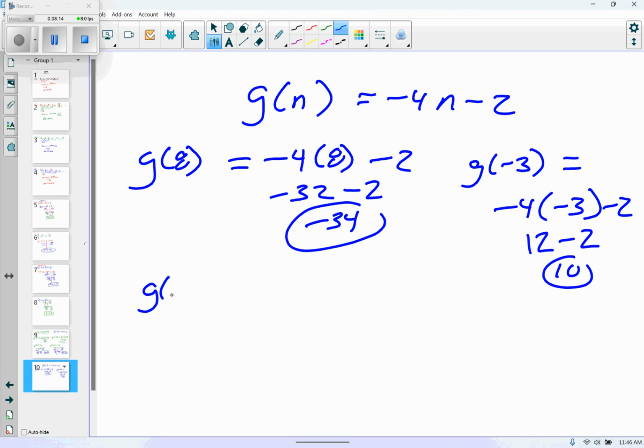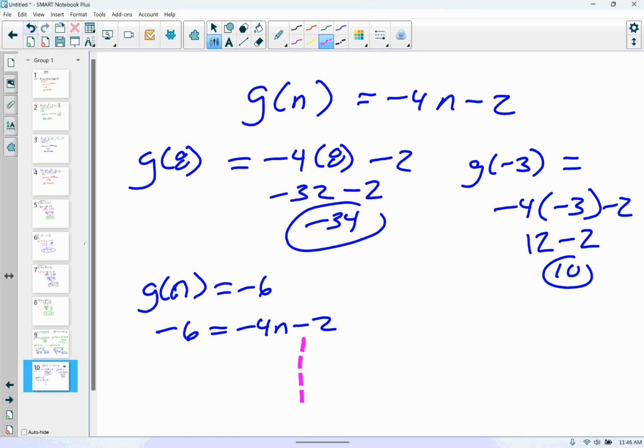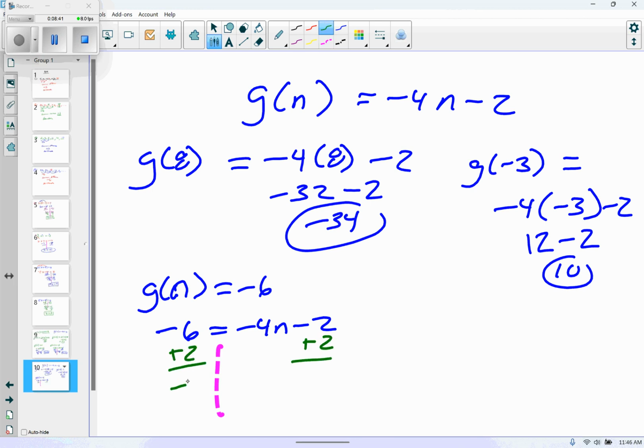And then these last ones, g of n is equal to negative 6. So I'm going to take negative 6 and set it equal to our equation. Go ahead and solve it. All right, so I'm going to add 2 to both sides. Negative 6 plus 2 is negative 4. Divide both sides by negative 4. Negative over negative is positive, so n equals 1.